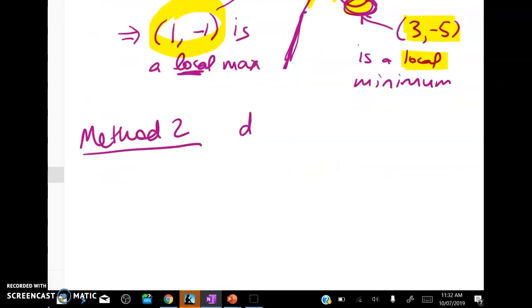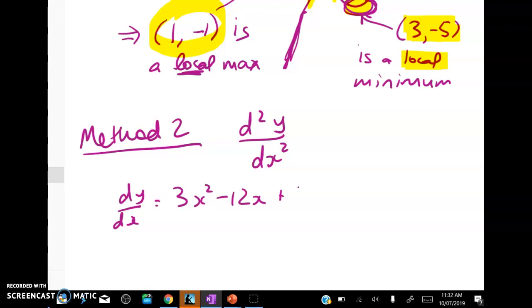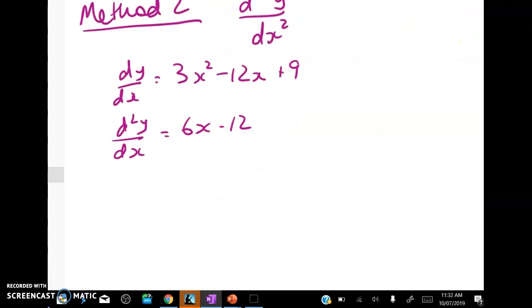Right, and the second derivative is looking at how the gradient is changing. So we've got dy by dx, which we already found. dy by dx was 3x squared minus 12x plus 9. So the second derivative is very easy to get. The second derivative is just 6x minus 12. And we just have to work out the sign of the second derivative at each of those points.